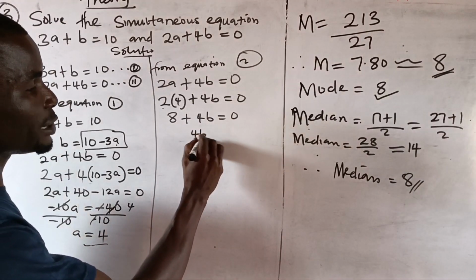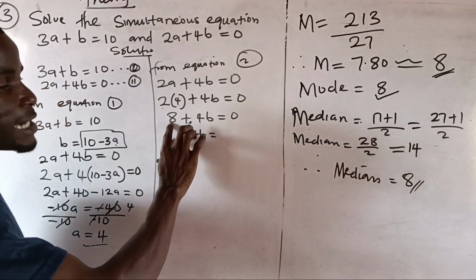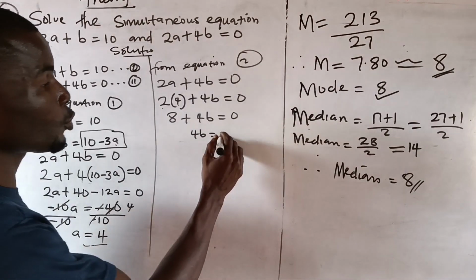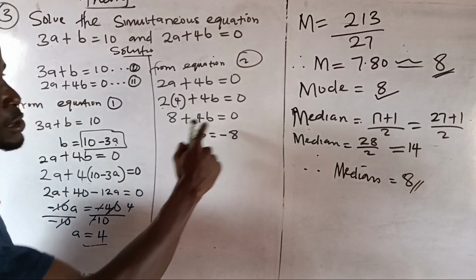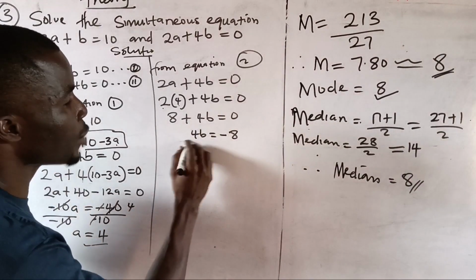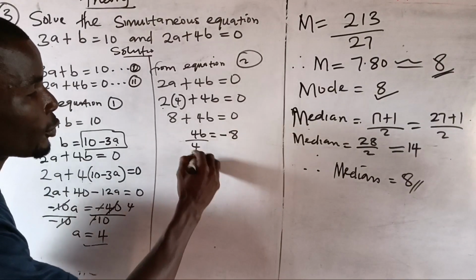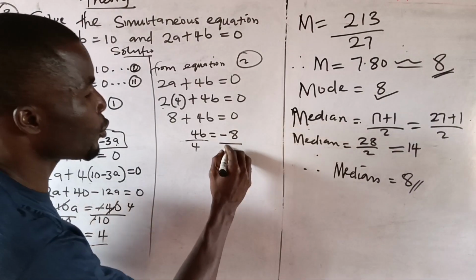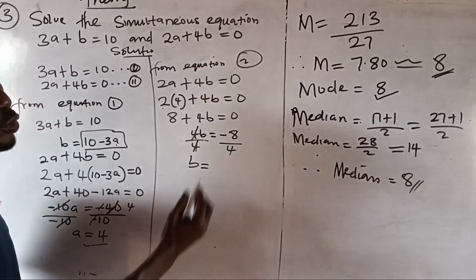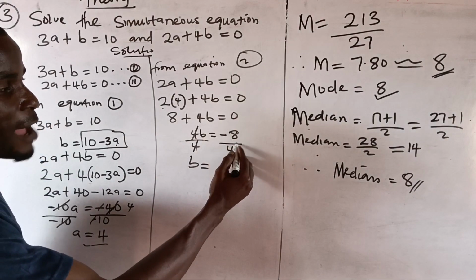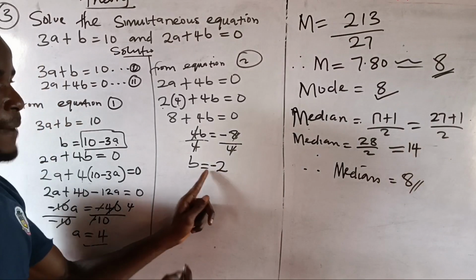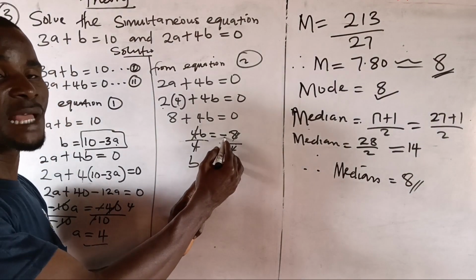So I have 4b equals to, once this 8 that is positive comes to this side, crosses this equality sign, it will turn to minus 8 because minus 8 plus 0 will still give me minus 8. So I'm dividing all through by 4 in order to get the b. So 4 cancels 4. B is equals to 8 divided by 4 will give me 2. It will give me minus 2 because of this negative sign.